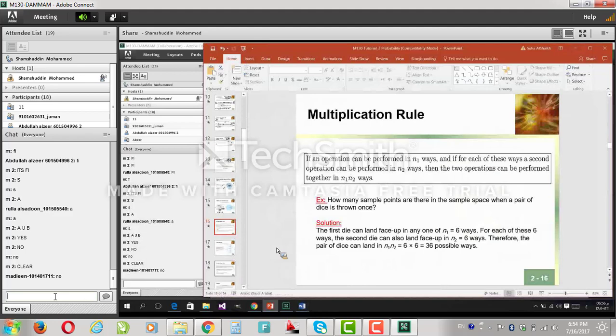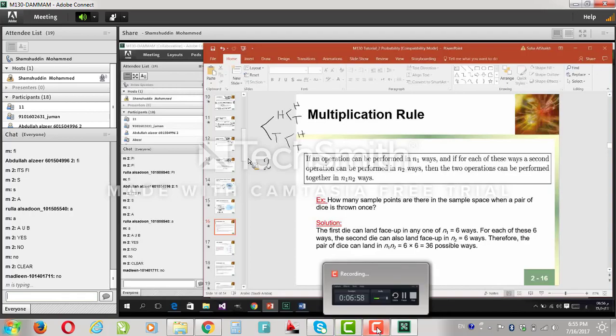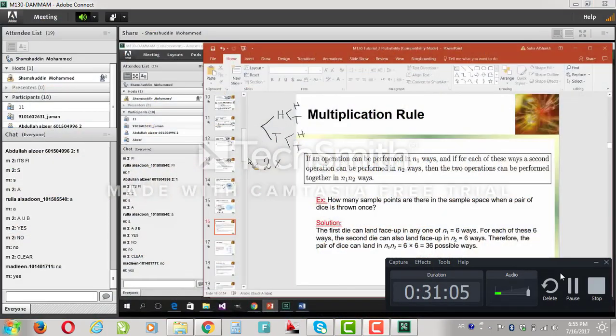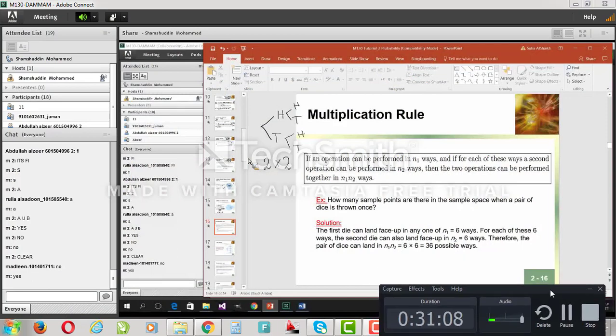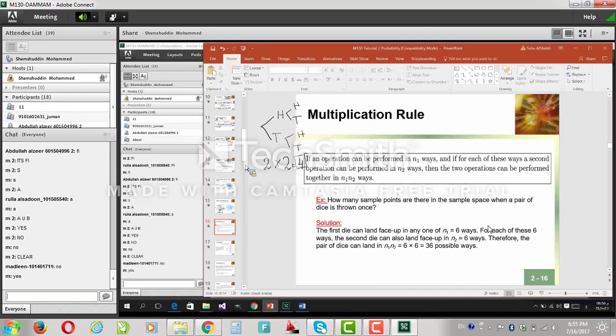Next slide, we talk about the multiplication rule. Actually, we applied this multiplication rule before. The first time I'm flipping a coin I have 2 options, head and tail, and the second time I have 2 options also. So 2 multiplied by 2 equals 4 outcomes. This is what the multiplication rule says.